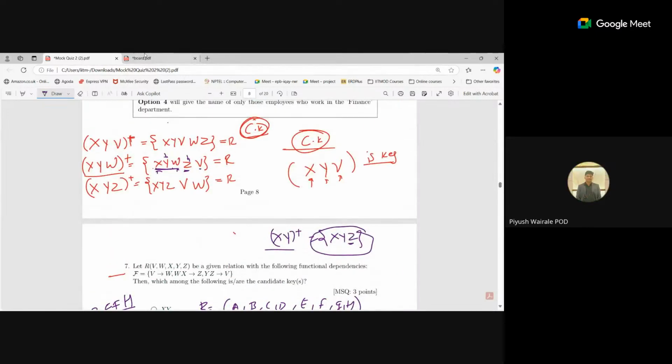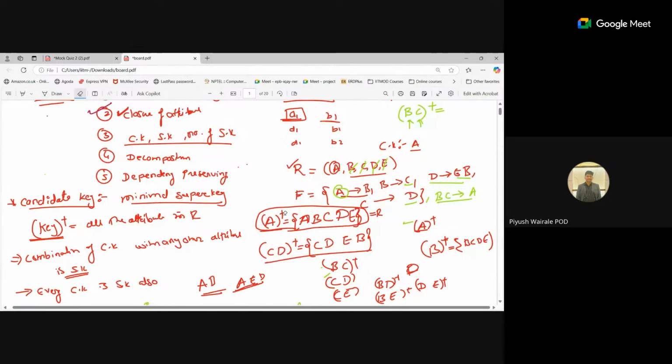Right, for example, let's say we didn't get A as A, B, D only, so you don't need to take the combination of A, B or A, D. Take the combination of A with those attributes which are not present inside the closure, so go with AC and AE like that. This will save you time.